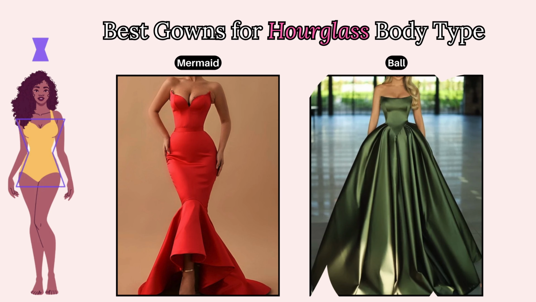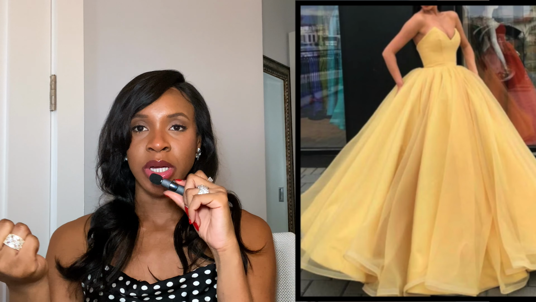And the ball gown can also work for the hourglass body. The ball gown has a fitted bodice, so it defines the waist of the hourglass body, and the skirting flares out, so that enhances the shape of the hourglass body.